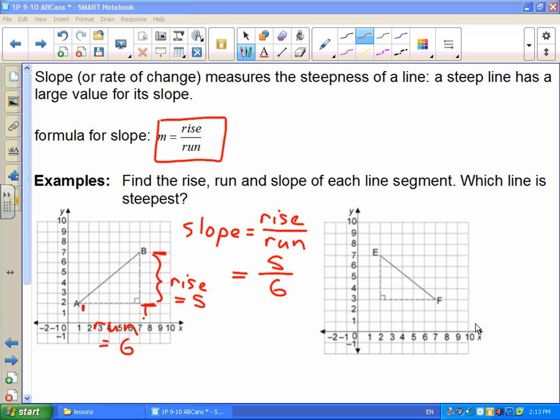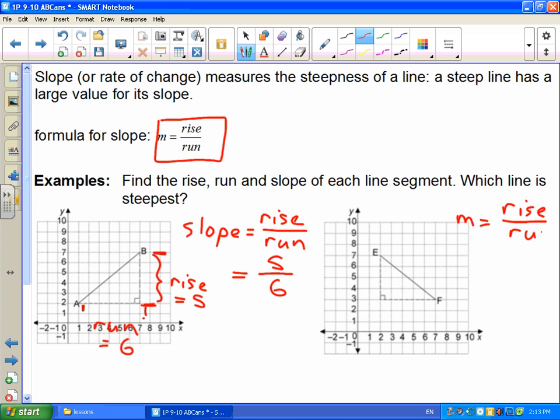So let's take a look at the next one here, line EF. Again, we want to do the slope, and this time I'll just say M equals rise over run. Now let's look at this line from E to F. It starts up here at 7, and by the time it gets to F, it's down here at 3. So what is our rise going to be here if it goes from 7 down to 3? And because it's going down, it's got to be negative. So our rise is going to be negative 4.